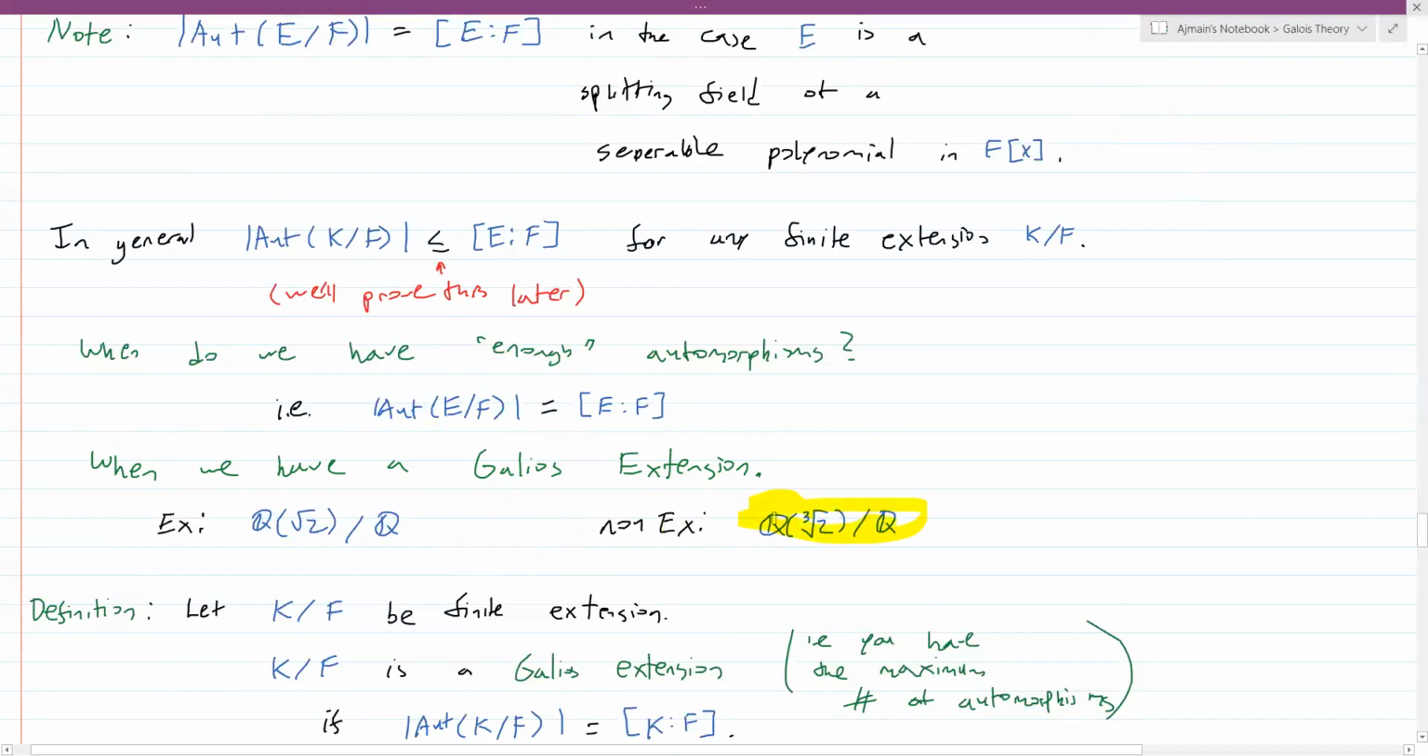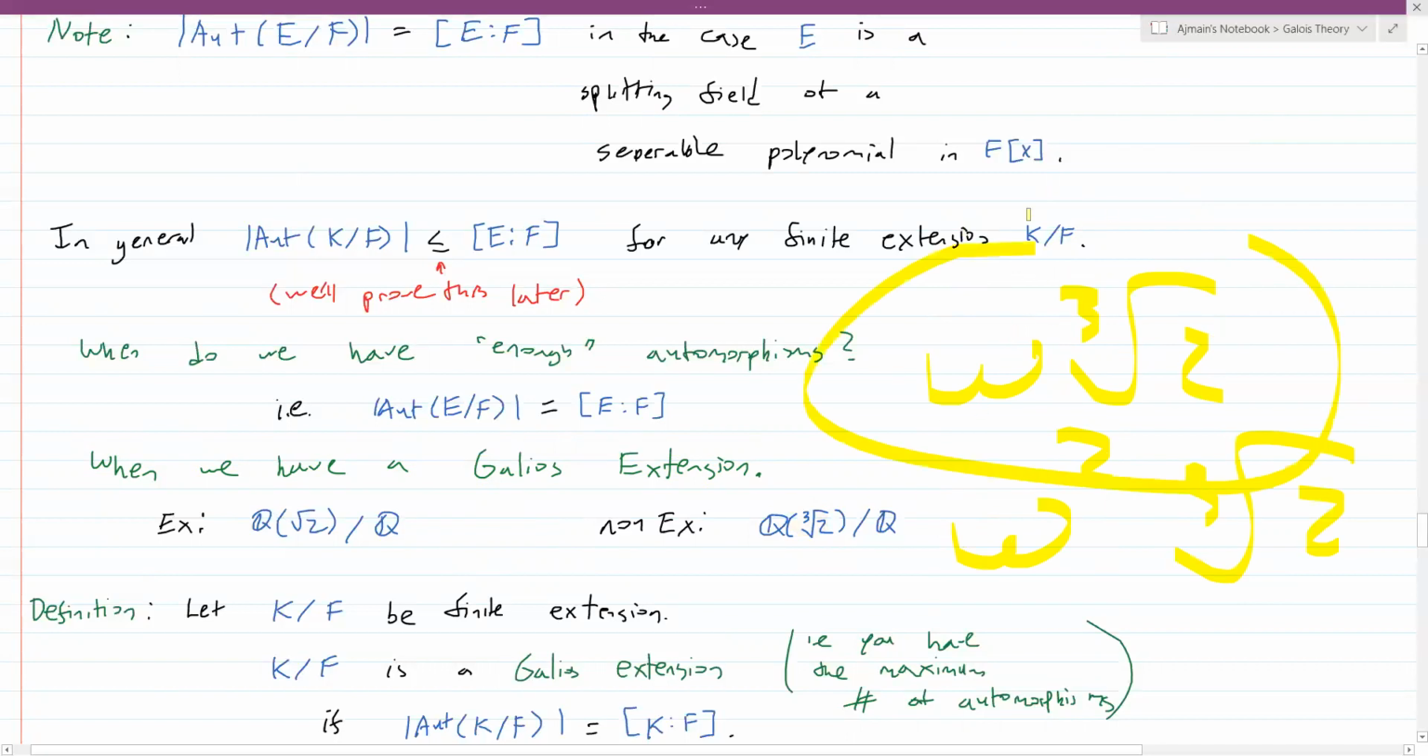Next, this is a non-example. Q adjoin cube root of 2. Well, how many automorphisms of this extension do you have? You only have one automorphism, which is the identity automorphism. If you think about it, any other automorphism has to send this generator, cube root of 2, to another root of the minimal polynomial x cubed minus 2, right? But what are the other roots of this? You have one real root, and then you have two complex roots. They're conjugate: omega times cube root of 2, omega squared times cube root of 2.